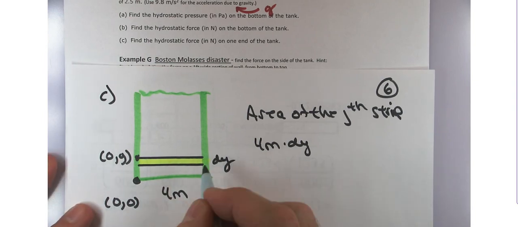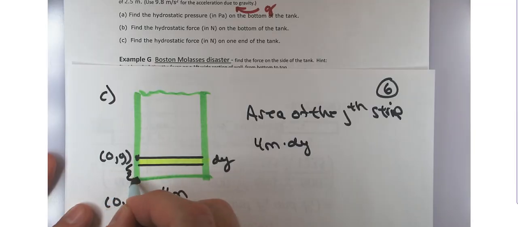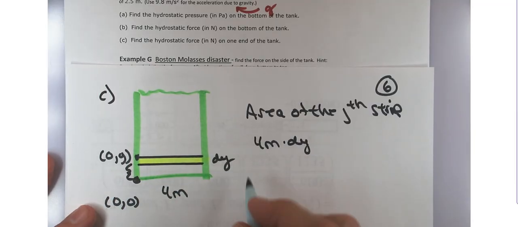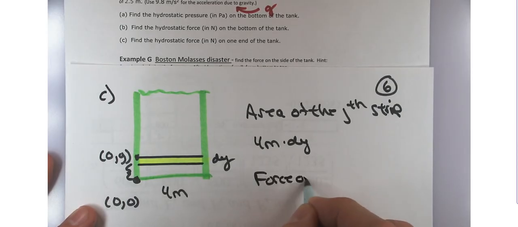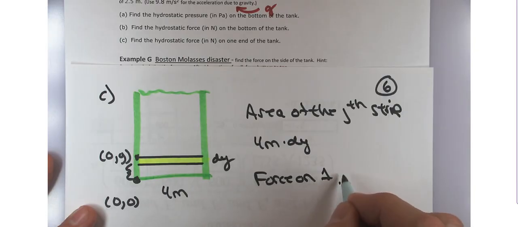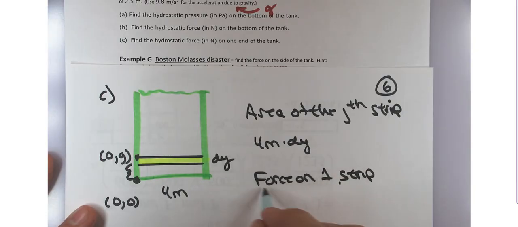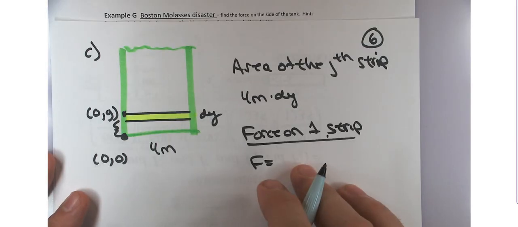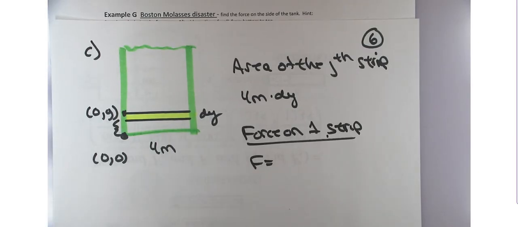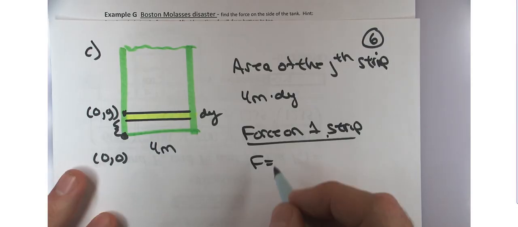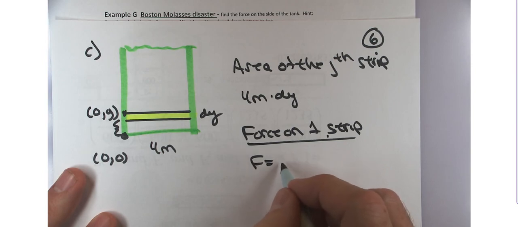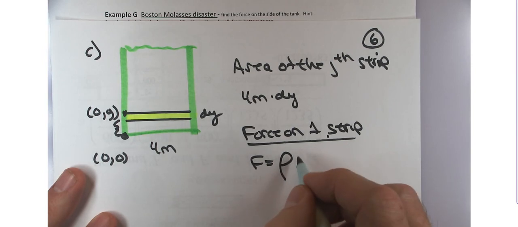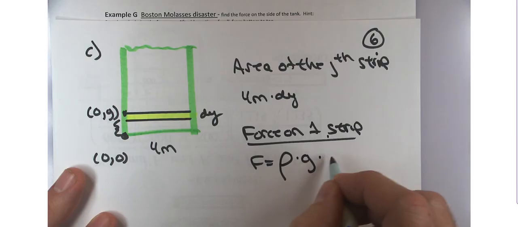Now the height of this thing is y. So let's see if we can find the force on one plate, or one strip. That's going to be the density times the constant of gravity. I'm going to use rho for density. I'm going to try and be more consistent about using rho for density times the constant of gravity times the depth.